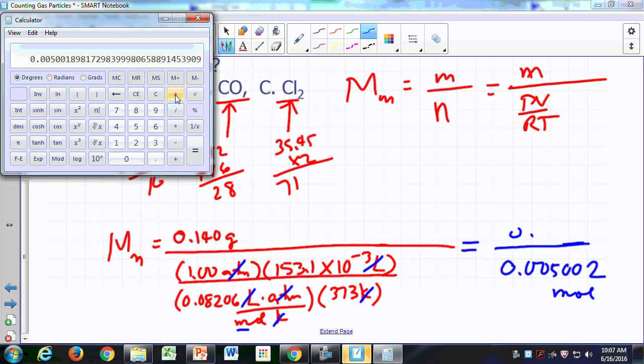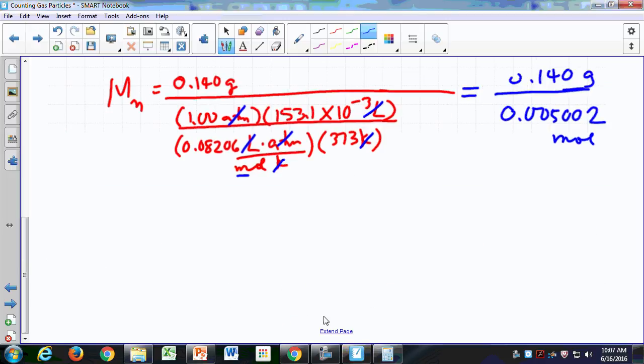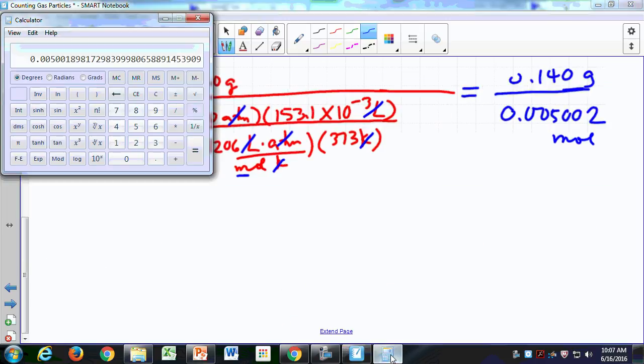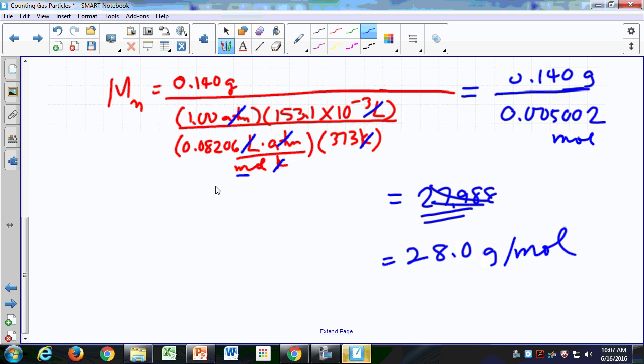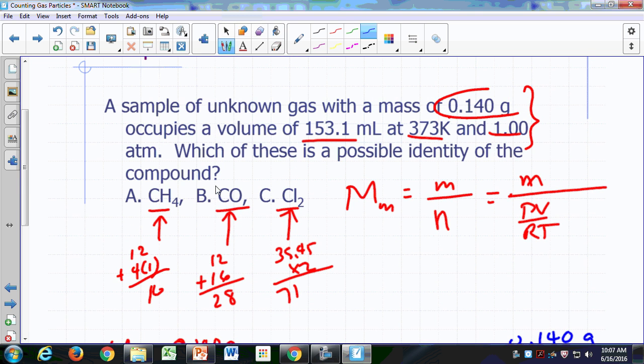And my numerator is 0.140 grams. So I have 0.140 divided by 0.005002. I get 27.988, so 3 sig figs. It's going to be 28.0 grams per mole. Okay, so the possible identity of the compound then is carbon monoxide.